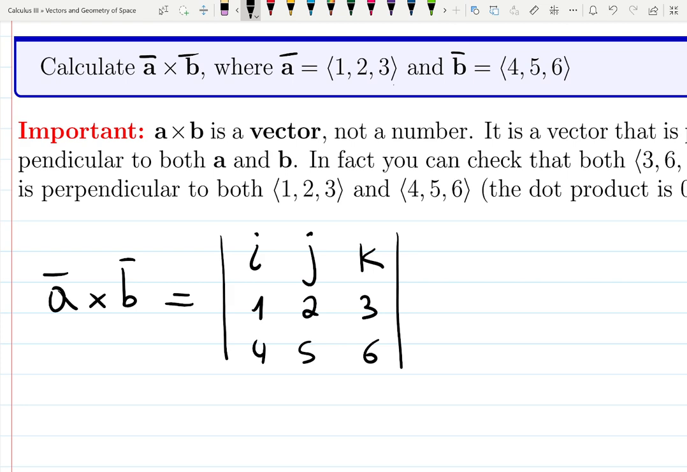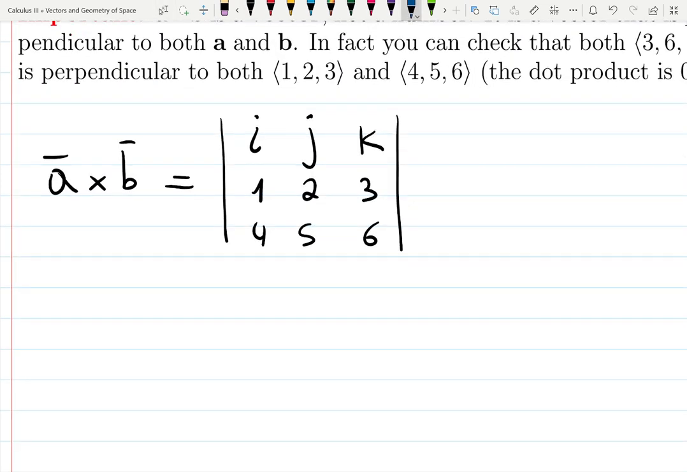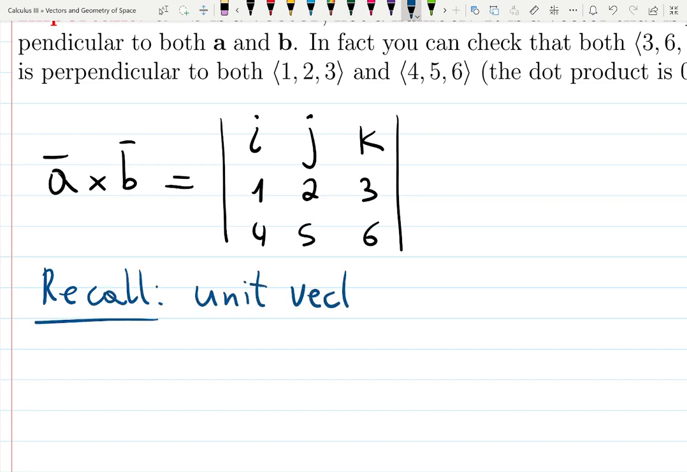So, who remembers what are I, J, and K? That's also a very good question to ask. These are unit vectors. First of all, good job for remembering the terminology. Unit vectors, basis vectors, right? Basis vectors and so on.